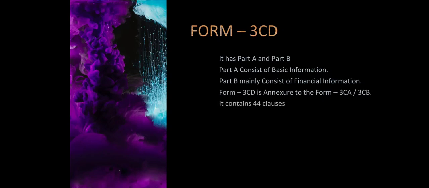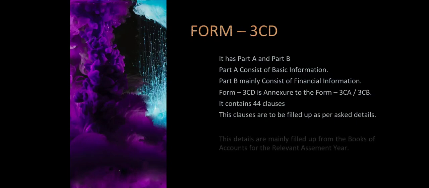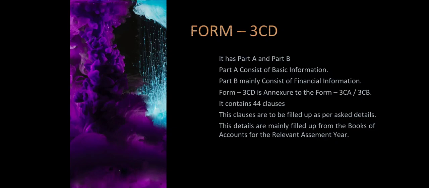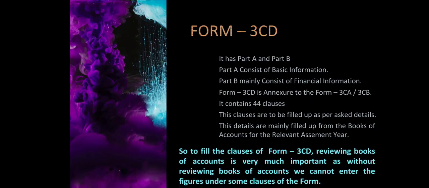It consists of 44 clauses. There are 44 clauses in Form 3CD. They ask for details in those 44 clauses about the assessee or the auditee or business regarding the assessment year, and all of those are to be filled in from the financial statements for the relevant financial year or assessment year. So to fill all those clauses correctly, we need to review the books of account.